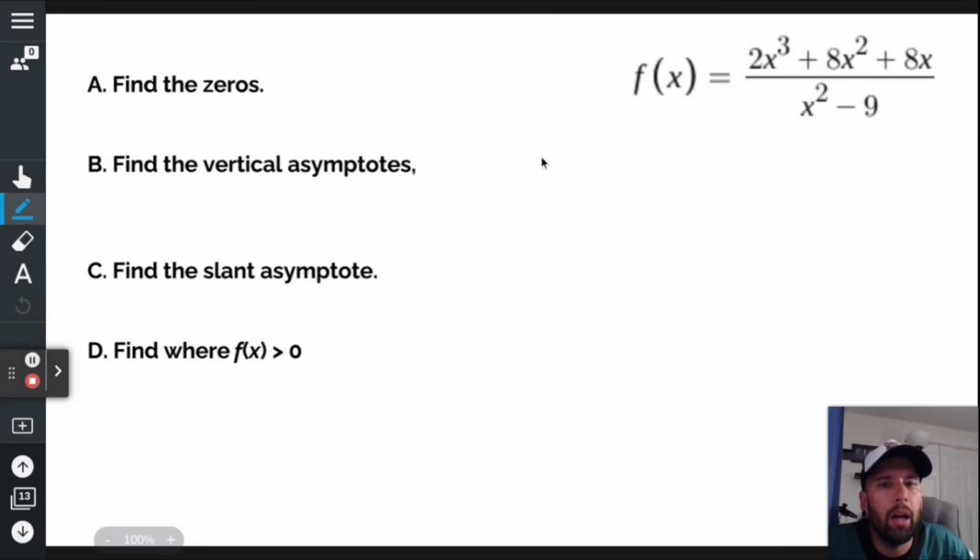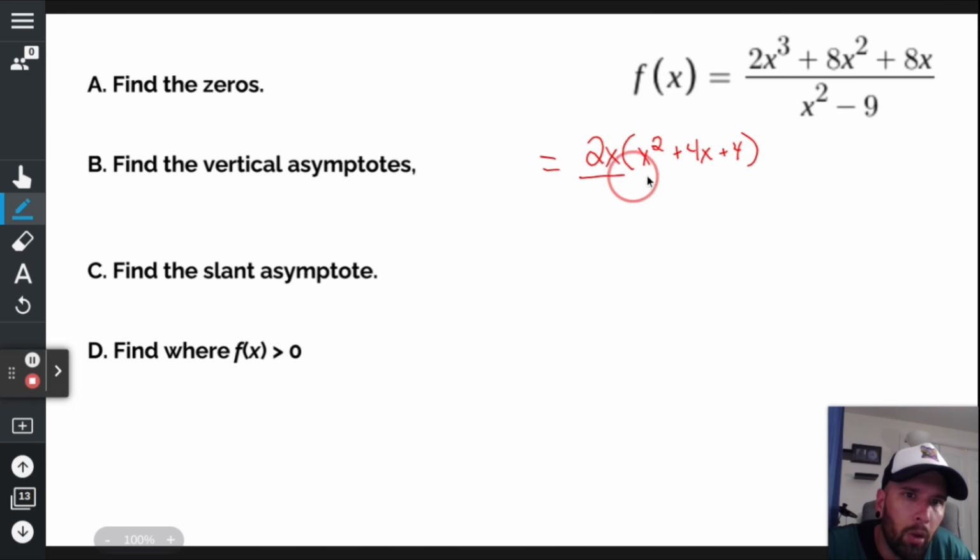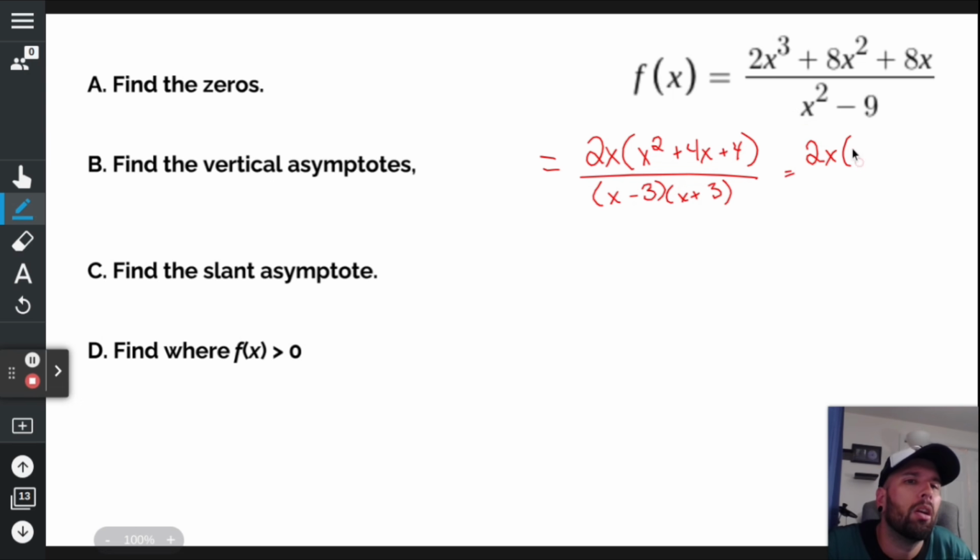Find the zeros. Ugh. All right, well, let's factor that. I can bring out a 2x, and that's it. That leaves me with x squared plus 4x plus 4. Ooh, a perfect square trinomial. Over difference of squares, x minus 3, x plus 3. So now you become 2x, x plus 2 times x plus 2, which is x plus 2 squared. Multiplicity. This becomes x minus 3, x plus 3.